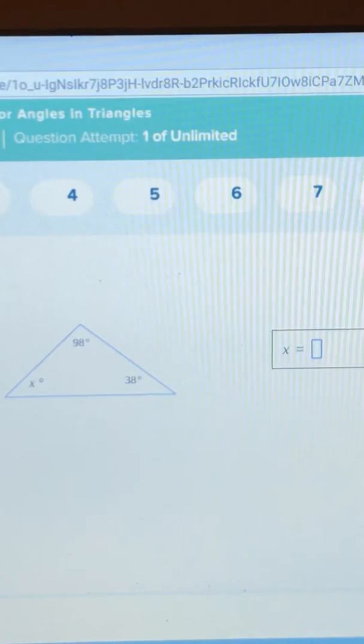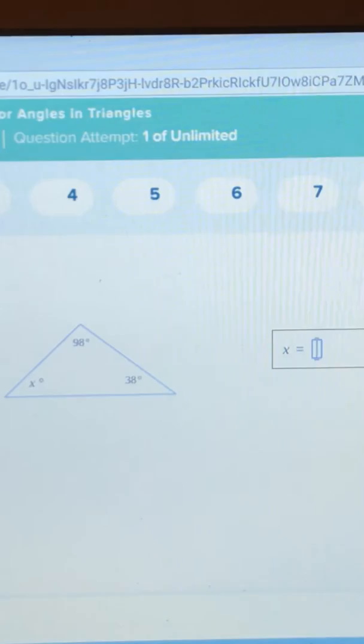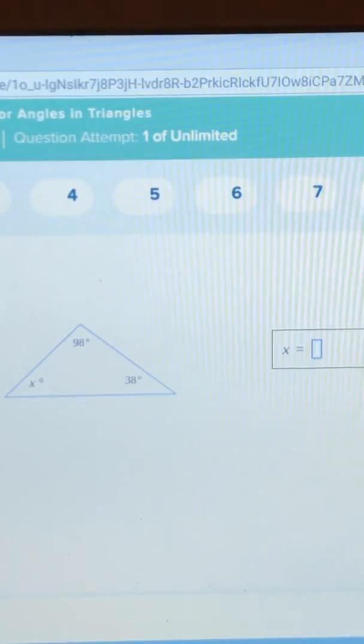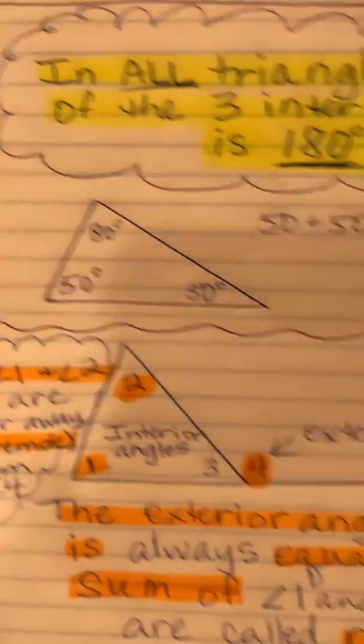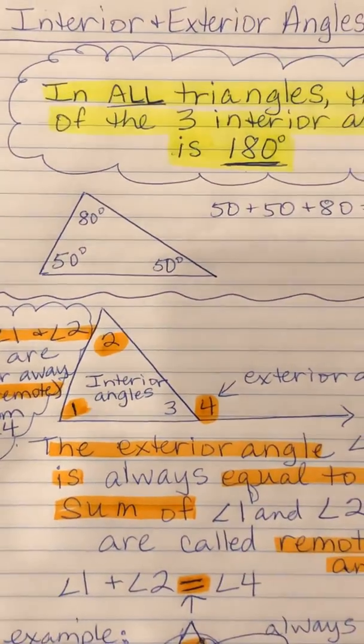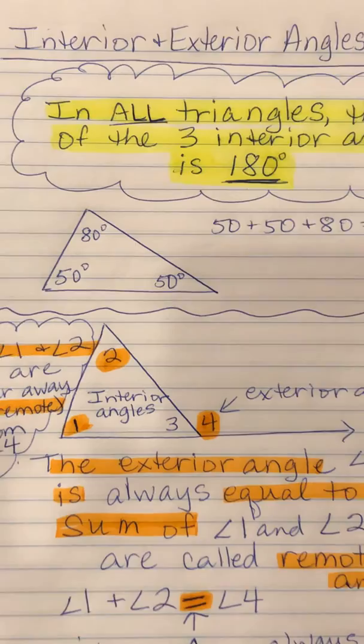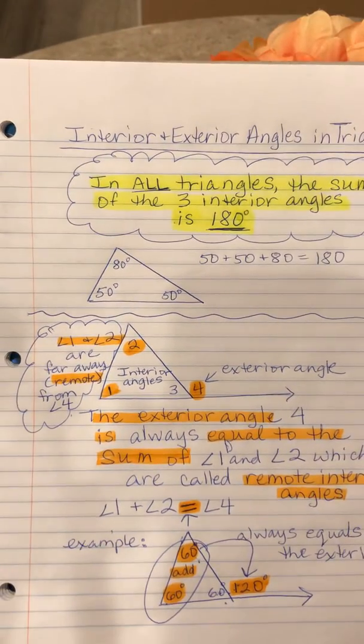This is our last lesson in the angles unit. It's interior and exterior angles in triangles. I'm first going to put up the notes for this, so I'm going to have you look at this as I zoom out a little bit.